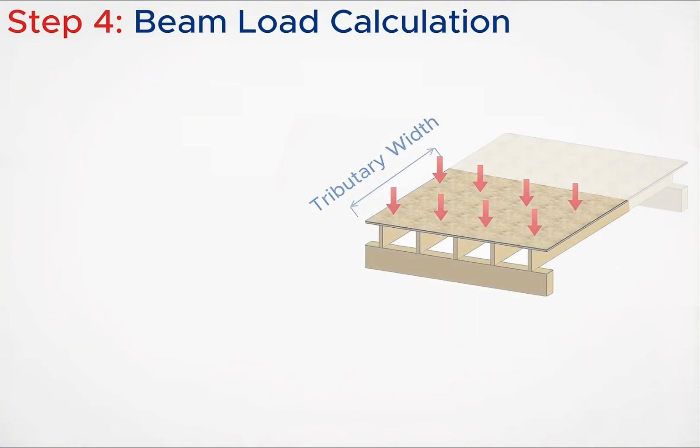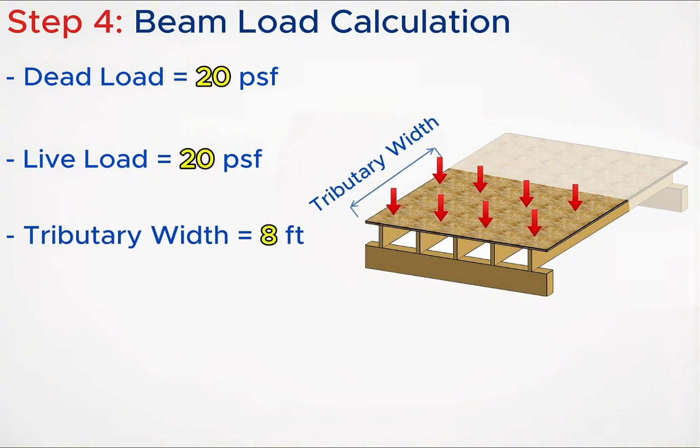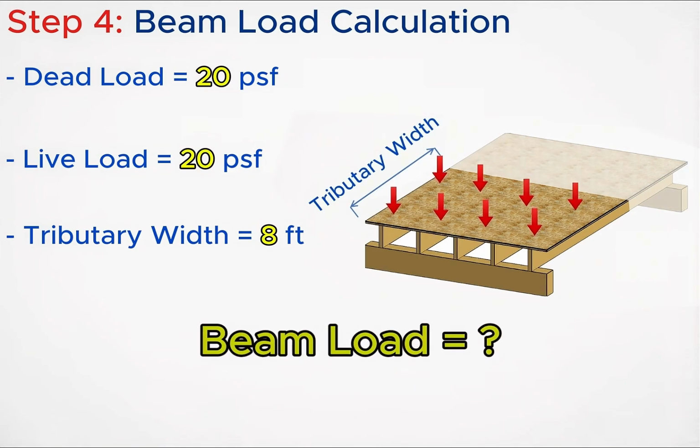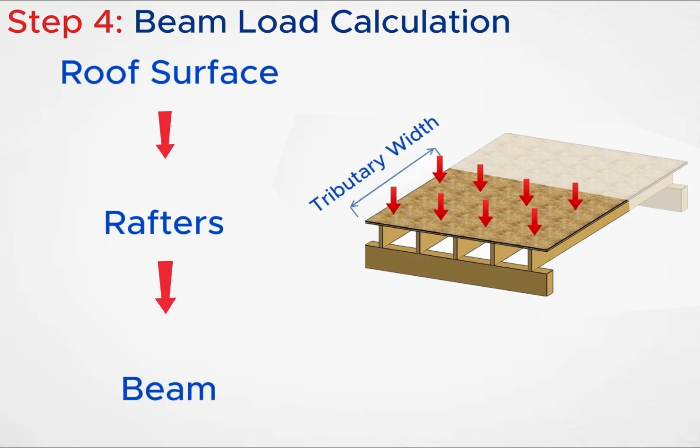Imagine we're designing a simple residential roof beam. The roof dead load is 20 pounds per square foot. The roof live load is 20 pounds per square foot. And the tributary width is 8 feet. Now comes the question, what load does the beam actually carry? The answer is simple. The beam receives every load that travels through it.